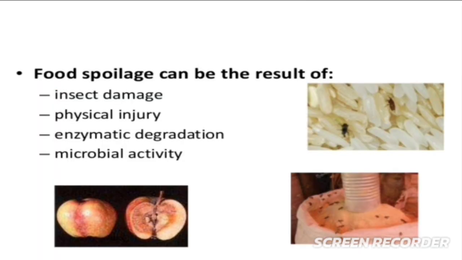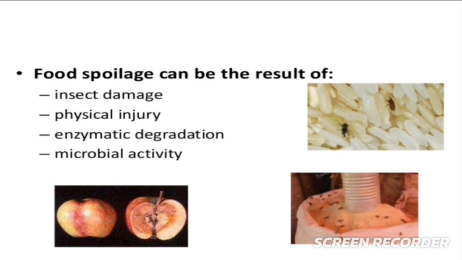Now let's know what food spoilage can be the result of: insect damage, physical injury, enzymatic degradation, and microbial activity. If we talk about insect damage, whenever you see food where insects are hovering around it, you just don't consume it because it is unappealing in appearance, and you also know that if insects are harboring on it, the food has spoiled.